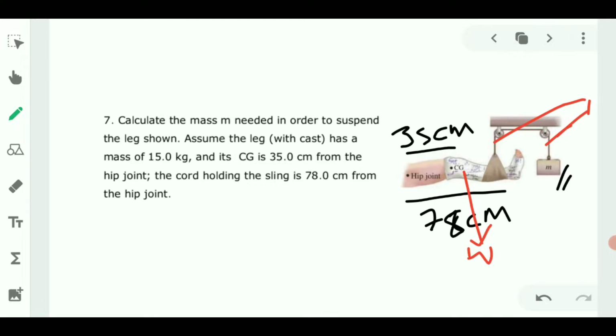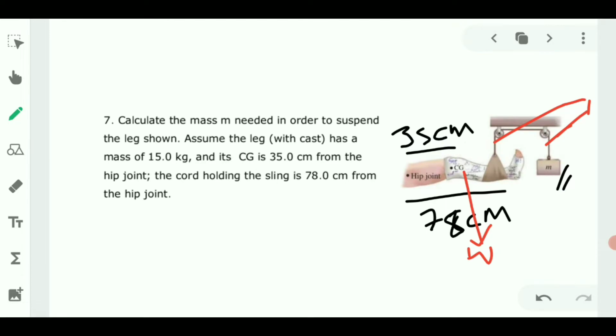For this question, we only use one condition of static equilibrium, the condition for torque. We have to choose the sign for our torque, so we'll consider the downward forces to be negative and the upward forces to be positive. Now we can get into the solving.